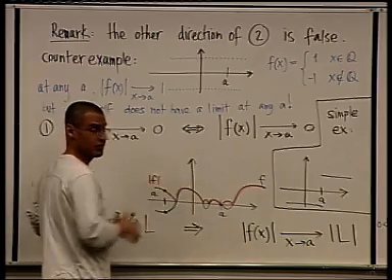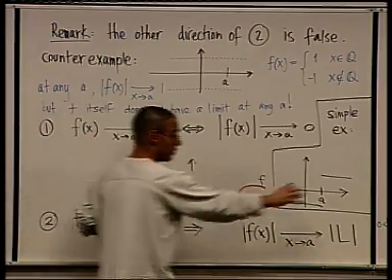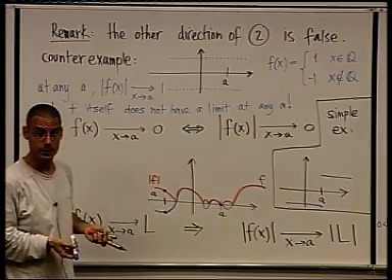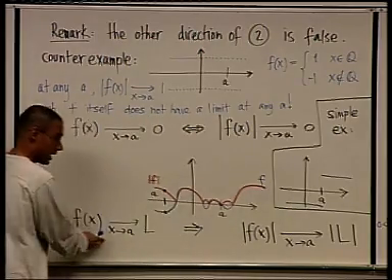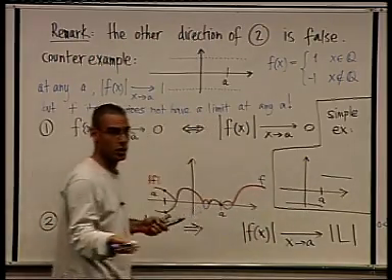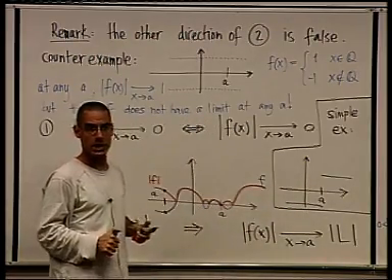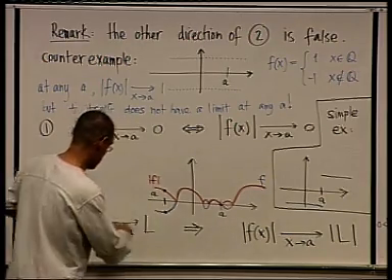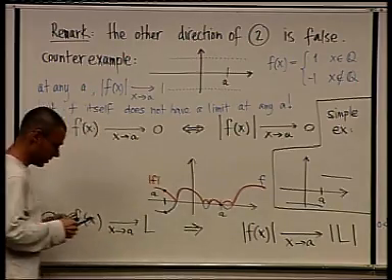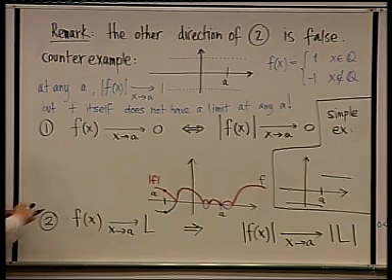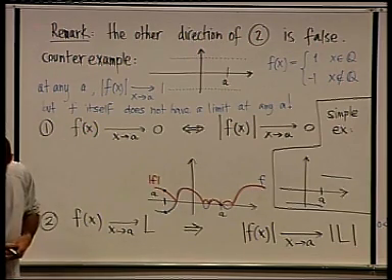This function doesn't have a limit at a, right? If you approach from the right, you get one thing. If you approach from the left, you get another thing. Do you agree? So it doesn't have a limit at a. However, in absolute value, it's just the constant function 1, and it has a limit at a. So the other direction for this thing is false, unless L is 0. If L is 0, everything works. That's part 1. Okay. More statements.